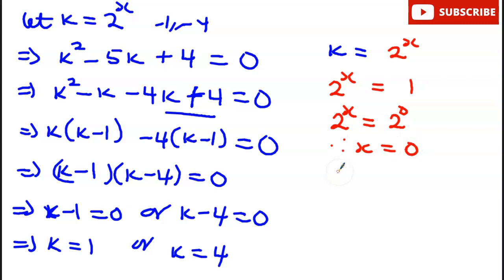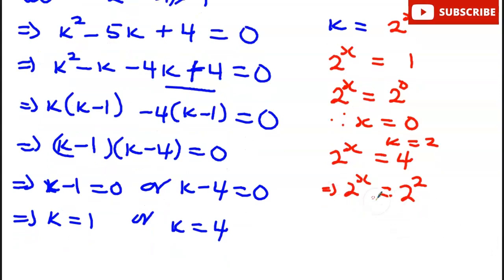Now for the k value of 4, we have 2 to the power x is equal to 4. So we can express 4 in terms of 2. So we have 2 to the power x, and 4 can be written as 2 raised to the power 2. Now the bases are the same, so you can say x is equal to 2. So therefore, x values are 0 and then 2.